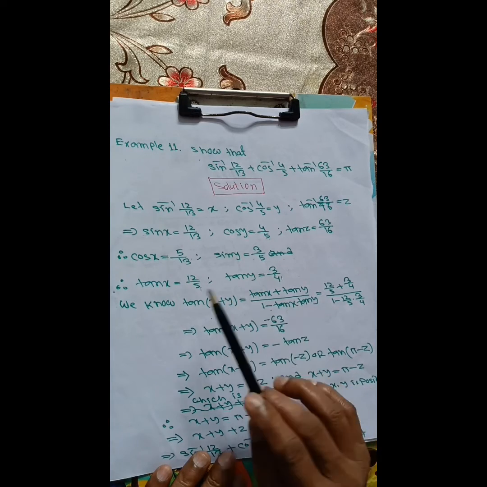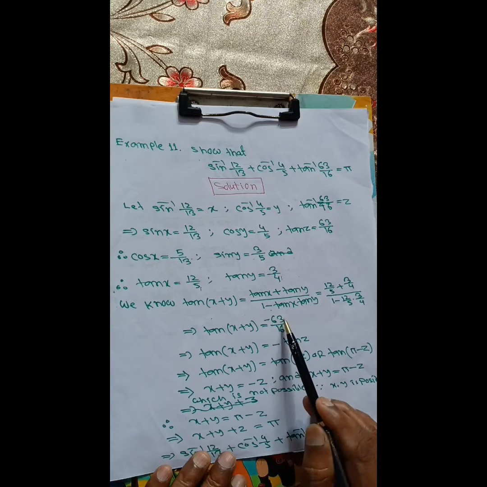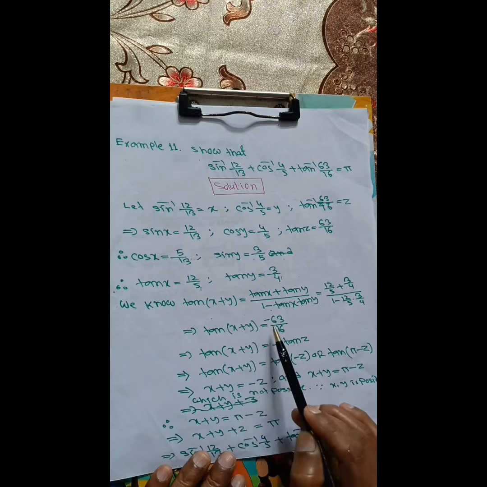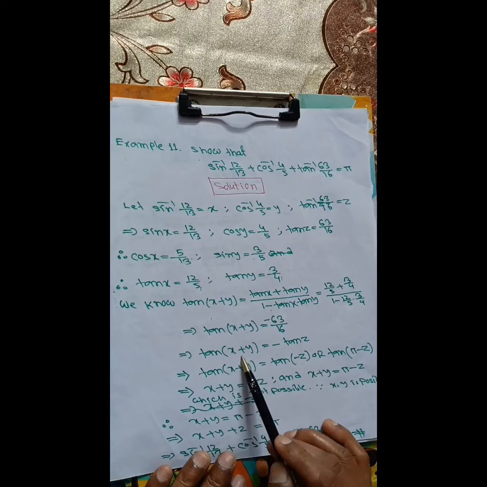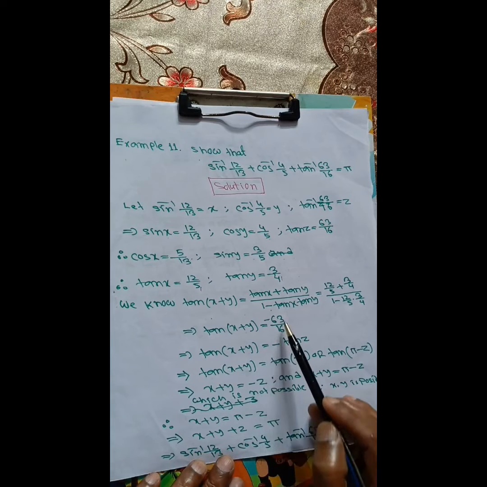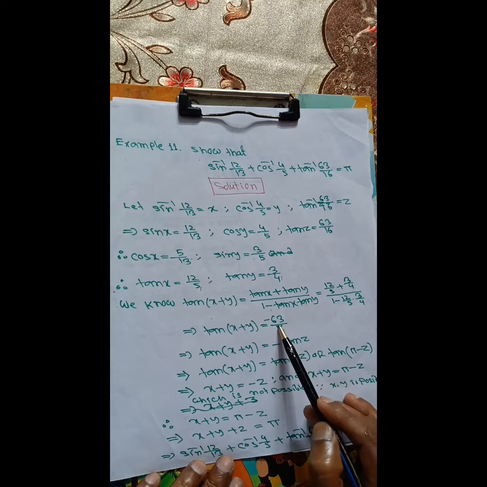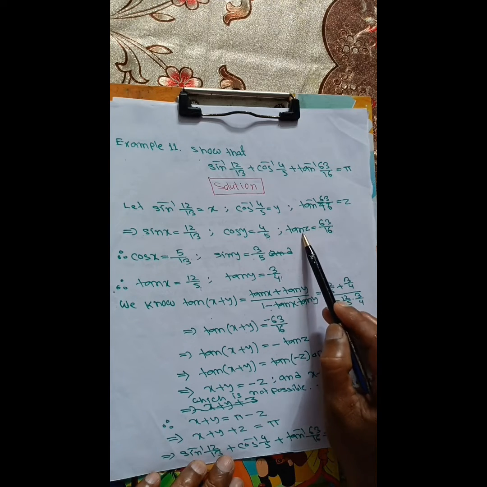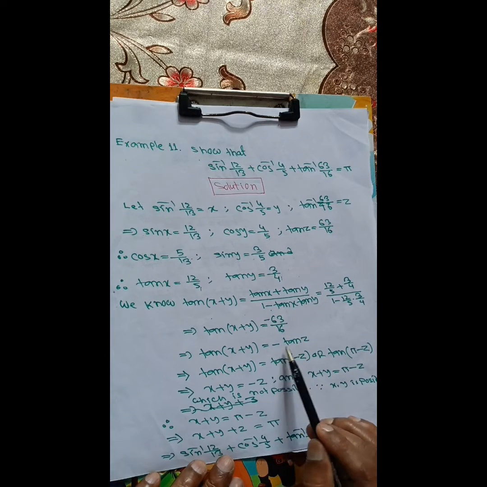Now we put the values of tan x and tan y here. After simple calculation, we get minus 63 by 16. So tan of x plus y is equal to minus 63 by 16. You have already found that 63 by 16 is equal to tan z. Since there is a negative sign, it is minus tan z.